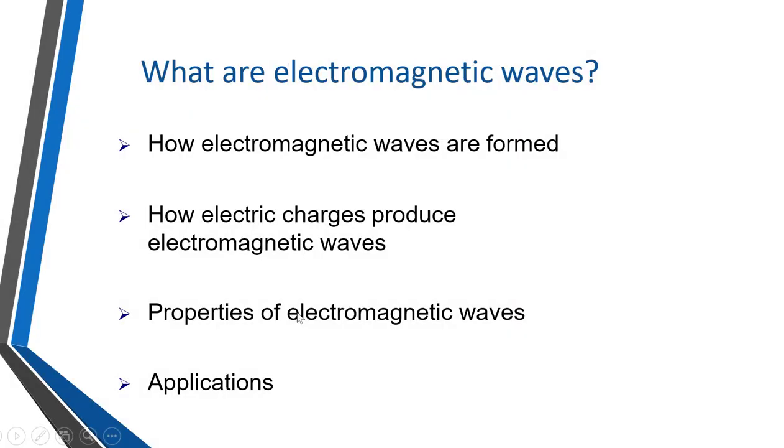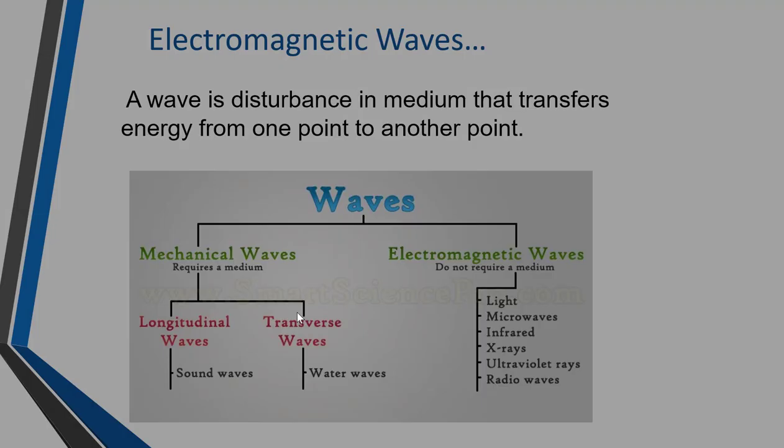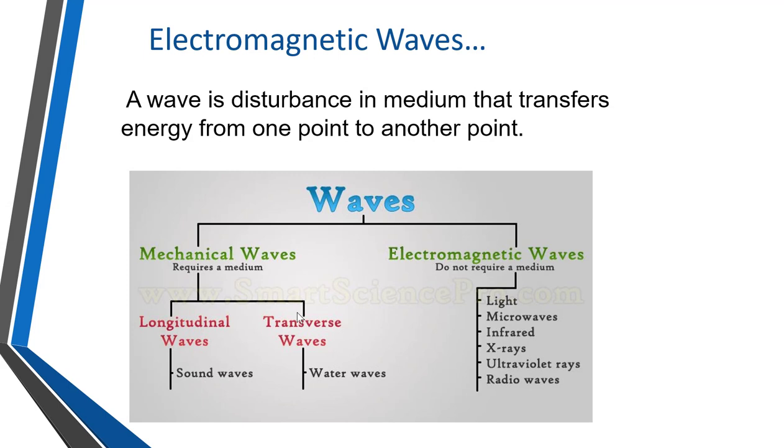First, in the introductory part, we are going to learn how electromagnetic waves are formed, whether electric charges produce electromagnetic waves, and some properties of electromagnetic waves and their applications. So, in general, a wave is a disturbance in a medium that transfers energy from one point to another point. If a certain kind of phenomenon is repeatedly occurring in some medium, then it is called a wave. It has some movement or direction of travel.